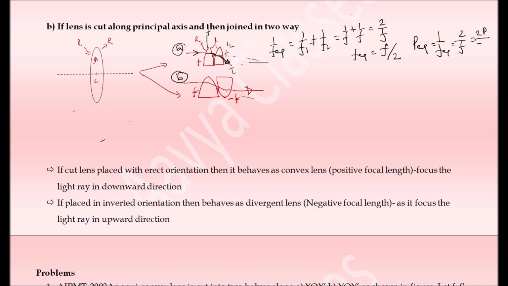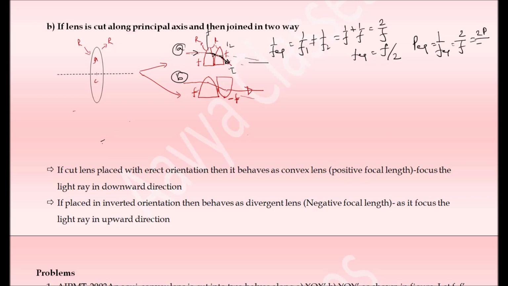So if the cut lens is placed with erect orientation, then both lenses will converge the light ray. Both lenses have positive focal length, and both lenses focus the light ray in downward direction. Because of that, the focal length of the combined lens will be half of the focal length of the original lens, and the power of the combined lens will be twice the power of the original lens.